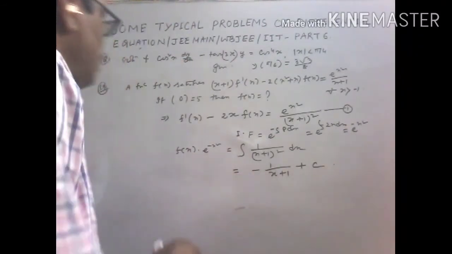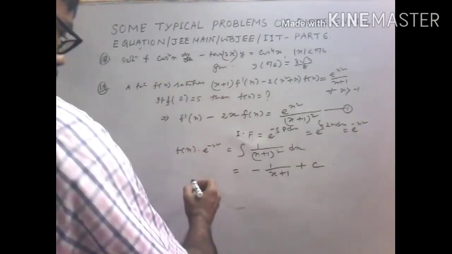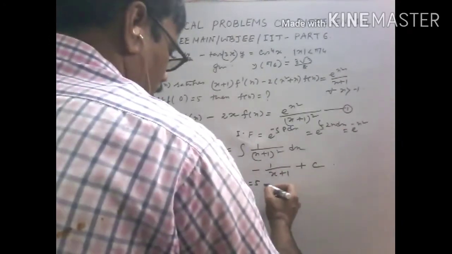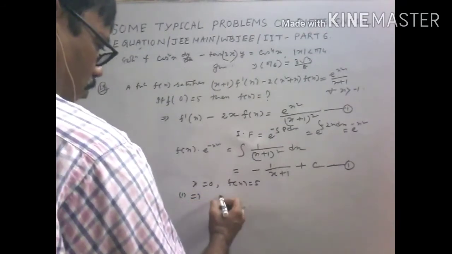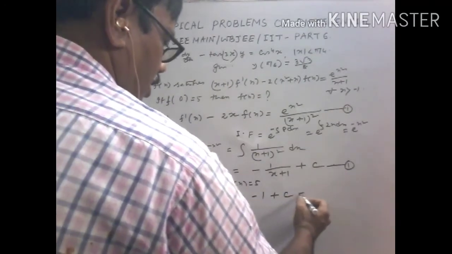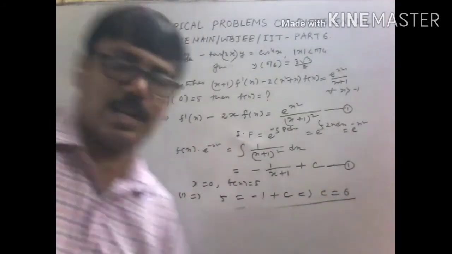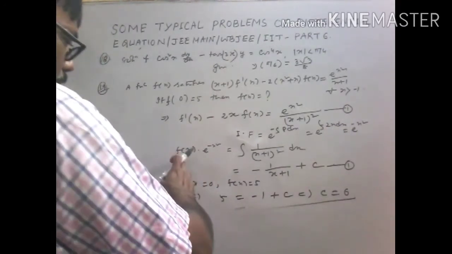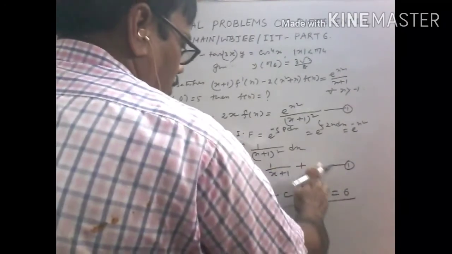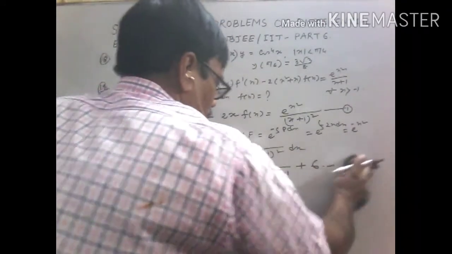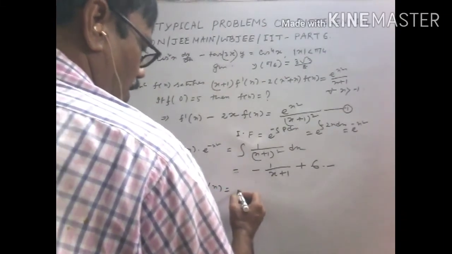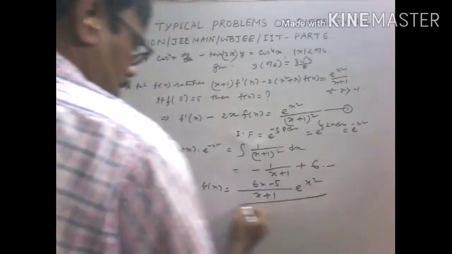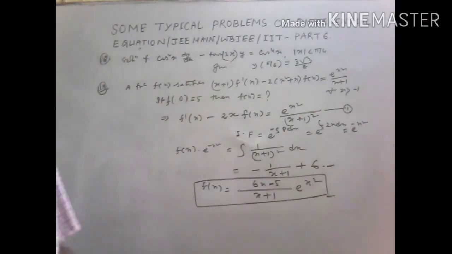Now to get c, one condition is given: f(0) equals 5. So x equals 0, f(x) equals 5. If we put it, e to the power 0 is 1, so 5 equals minus 1 plus c. So c equals 6. What is the particular solution? The particular solution is f(x) into e to the power minus x square, this plus 6. Or you can write f(x) equals, with LCM (x plus 1), (6x minus 5) into e to the power x square. So this is the particular solution.